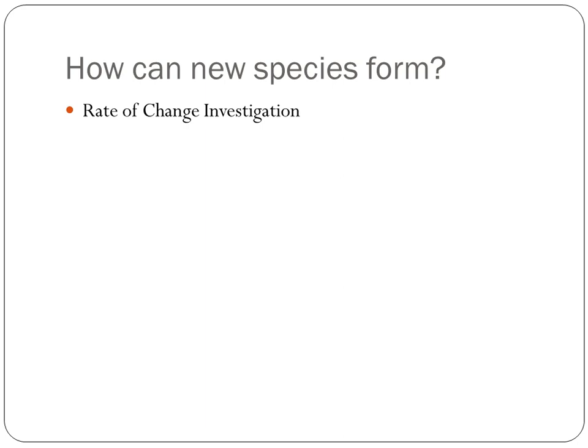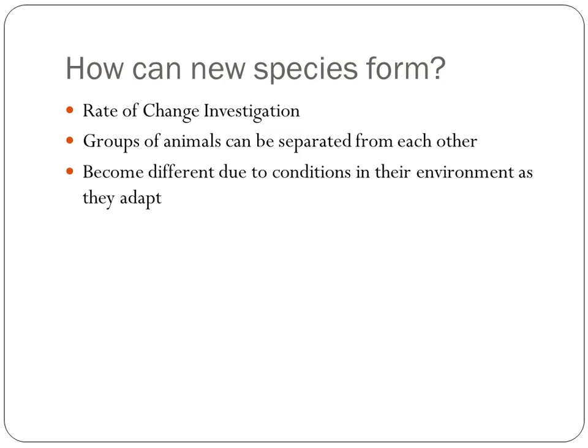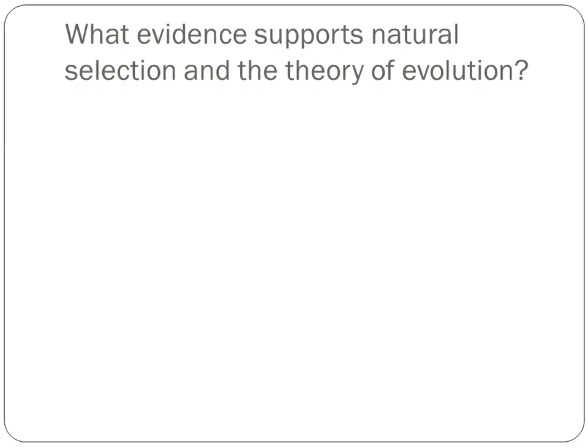Remember, new species can form as we saw in the rate of change investigation. During the rate of change investigation, we saw groups of animals that were separated from each other. Once they're separated, they can start to have different evolutionary patterns as they are adapting to their new environments. So they become different due to the conditions in their environments as they're adapting. So as they change and adapt to be able to survive, things will change when we create new species.